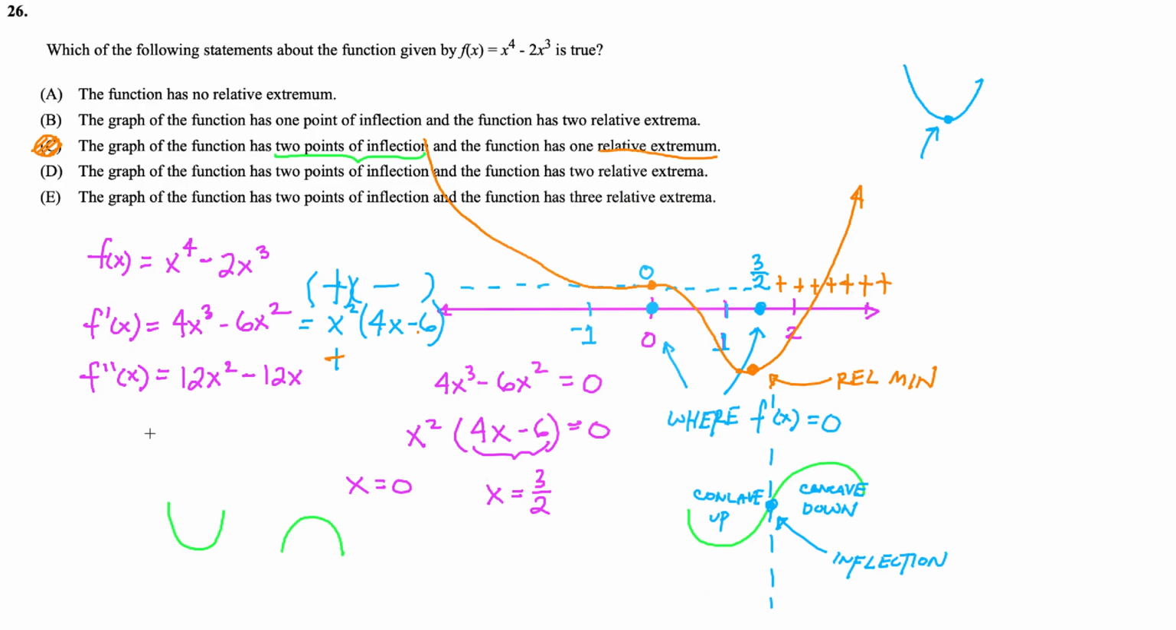Okay, now let's look and see. The second derivative is going to tell you where your inflection points are, because you set your second derivative equal to 0, to find where your potential inflection points are. So I set it equal to 0, and I'm going to factor out the 12x. I'm going to be left with x minus 1. And then I set it equal to 0. It gives me x is 0 as a possible inflection point, and x equals 1 as a possible inflection point.